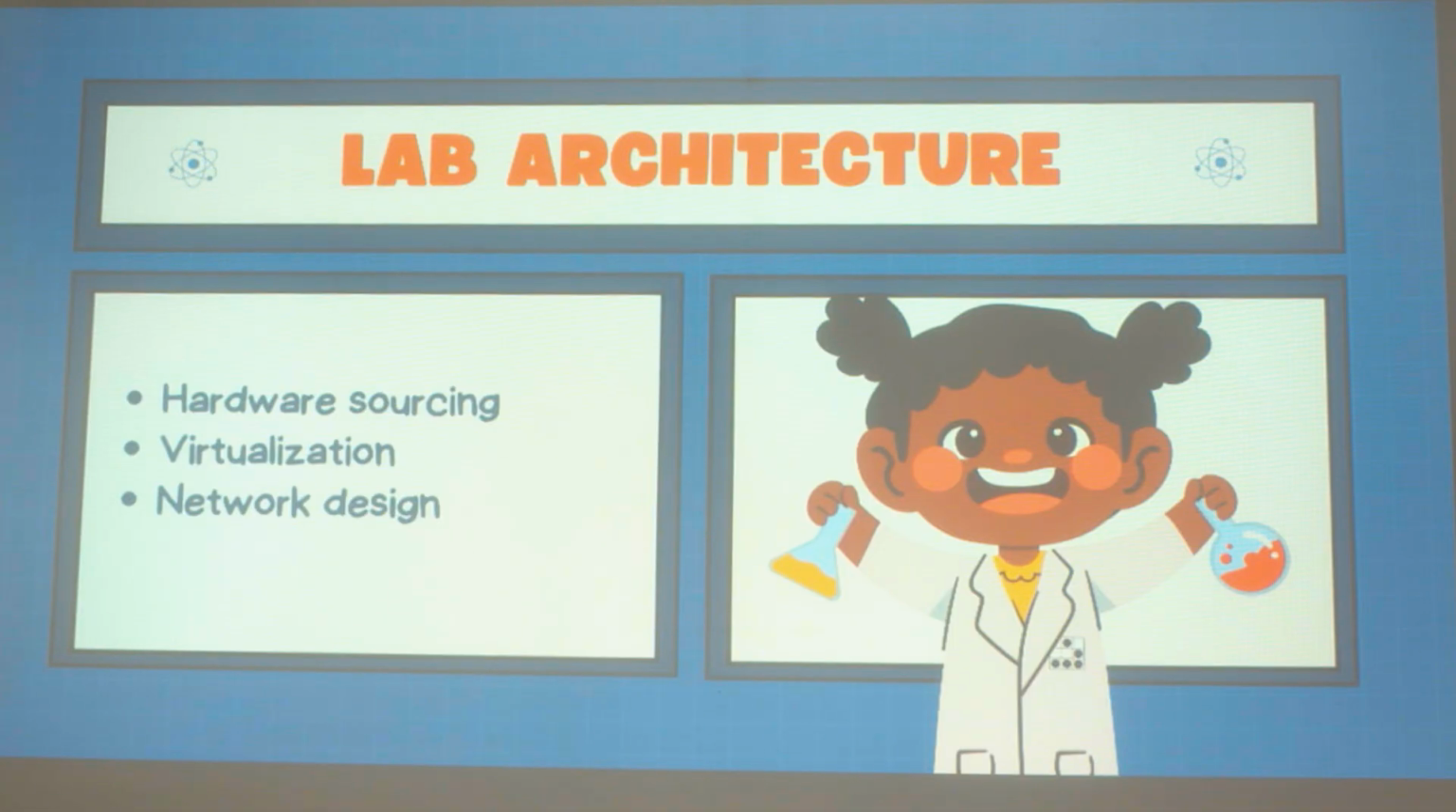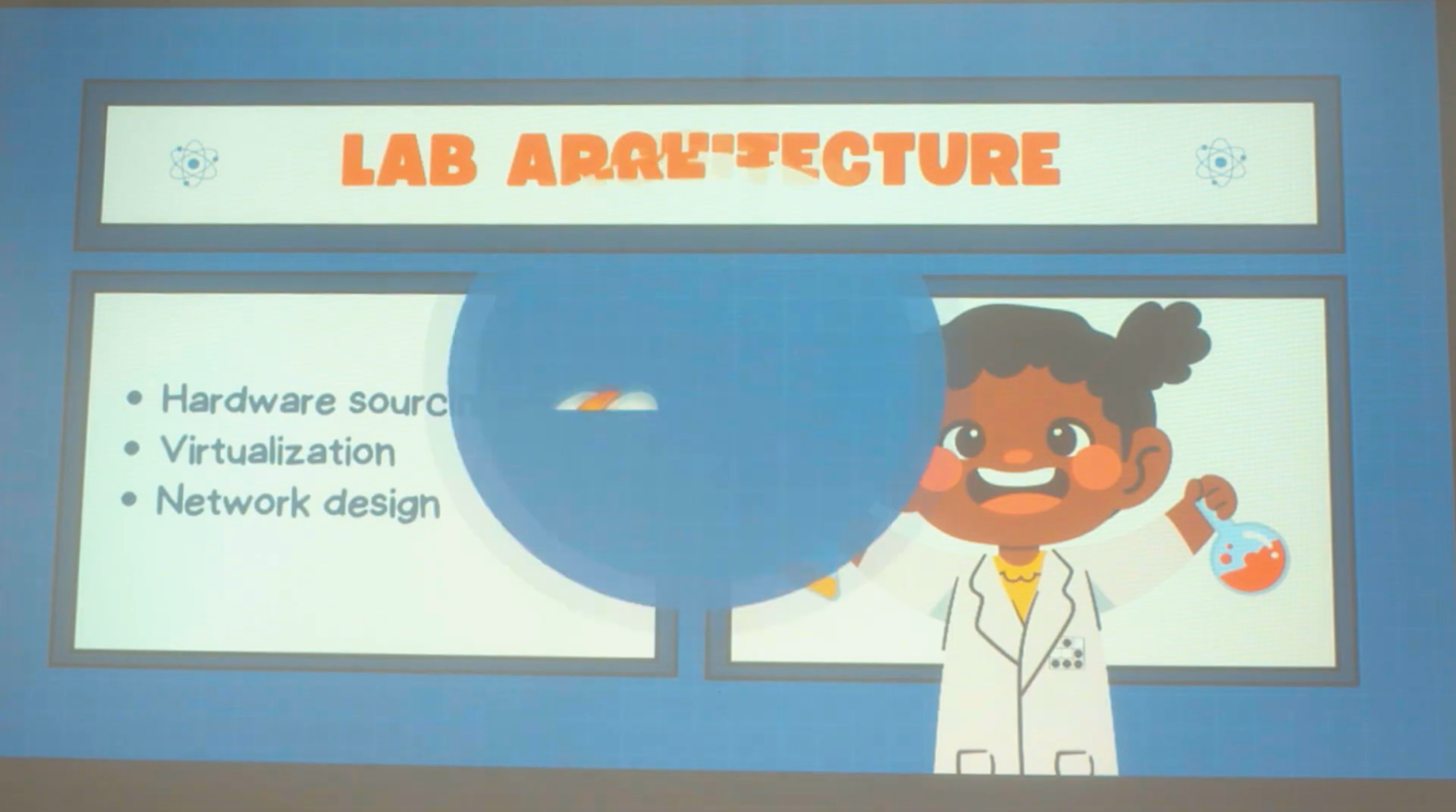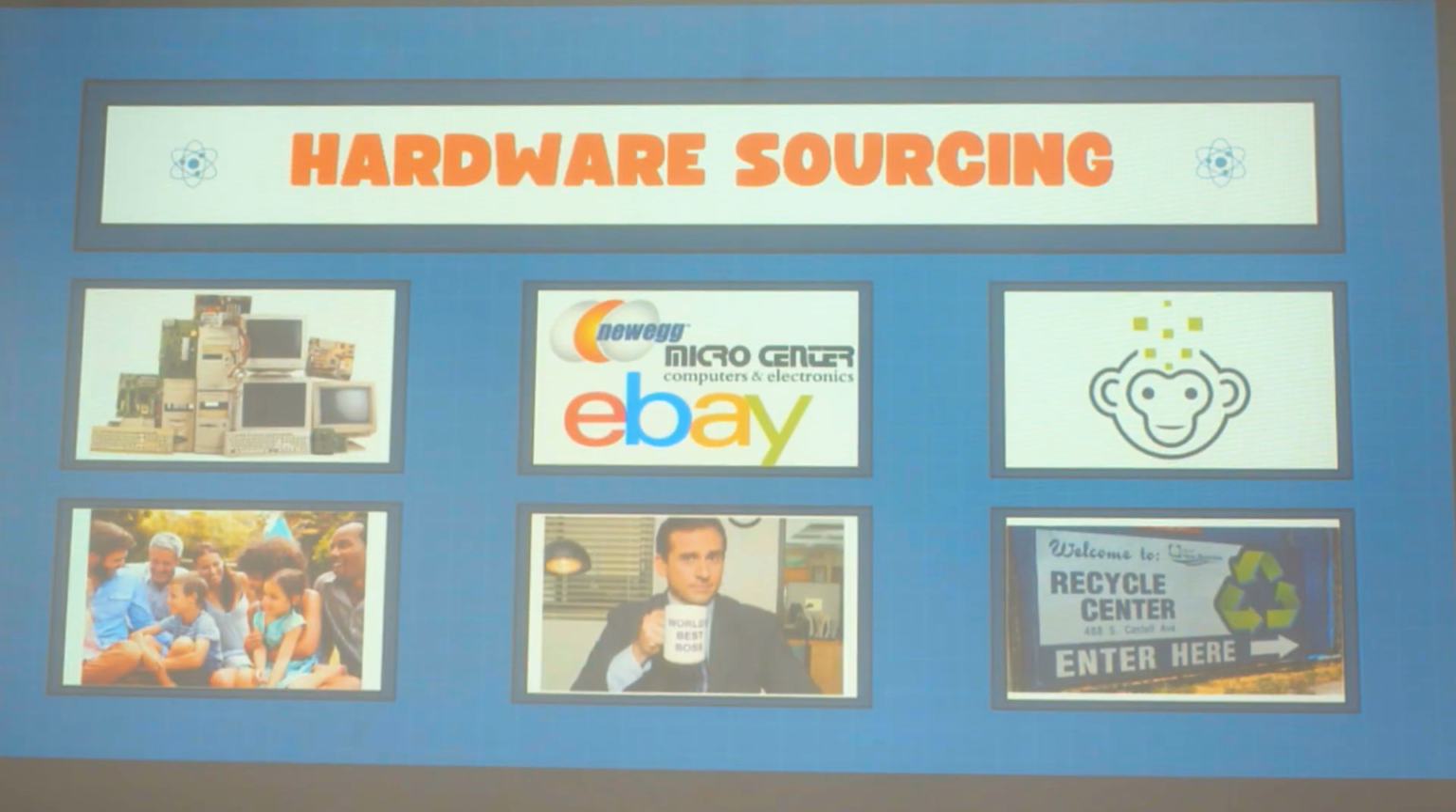So here are some ideas for hardware sourcing. In the upper left here, you have whatever's sitting in your closet, right? There's an old laptop or that Raspberry Pi that you're going to use for a project. Dig out the old hardware. As long as it's relatively new, you can get virtualization stuff running on it, no problem.